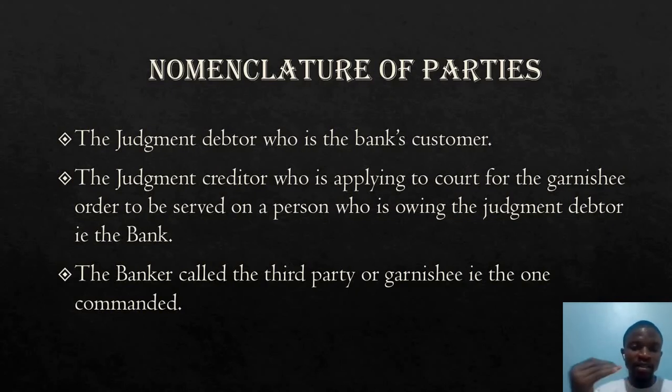That is the one commanded. Garnishee, garnisher. So who is the garnisher? The garnisher is the judgment creditor. Who is the garnishee? The garnishee is the third party or the bank, not the debtor. The judgment debtor is not within that framework. Okay?